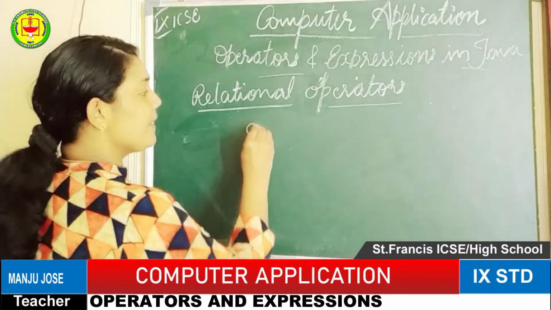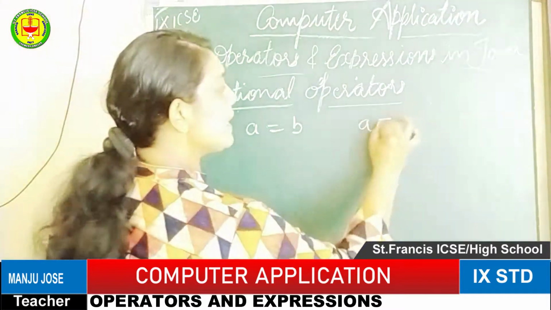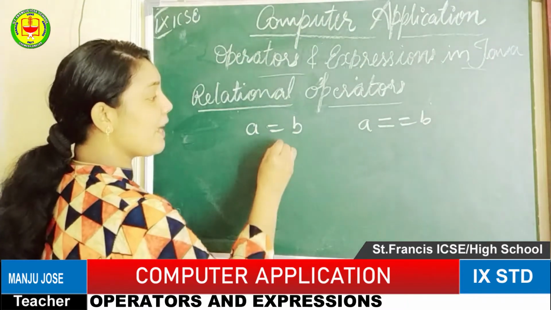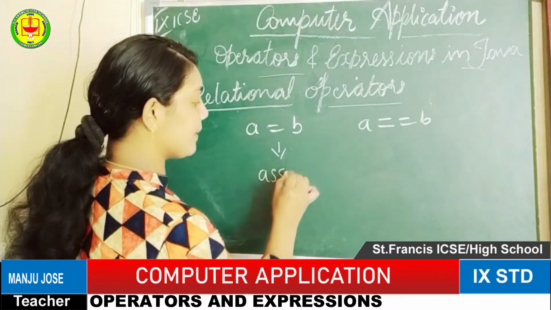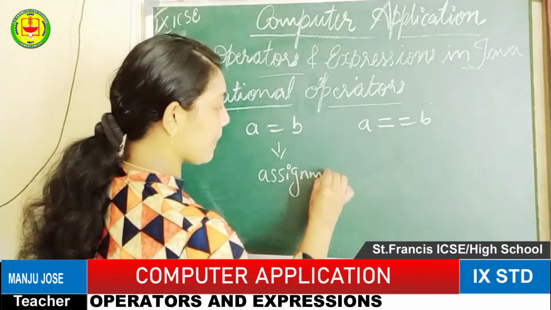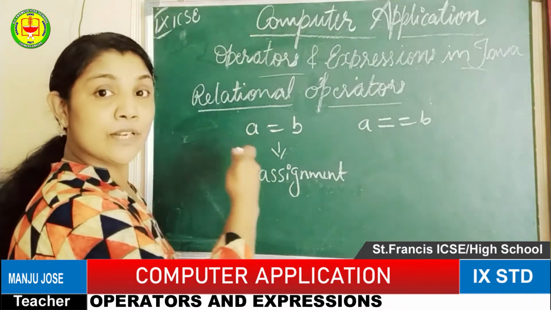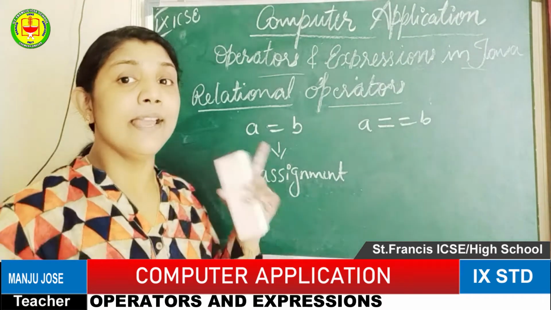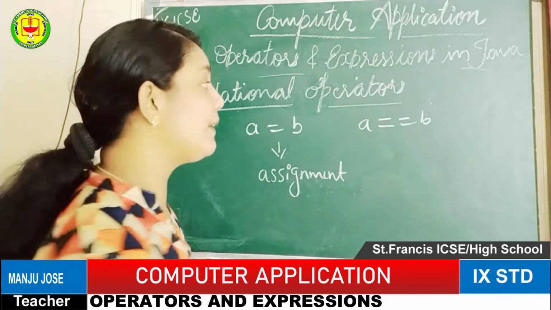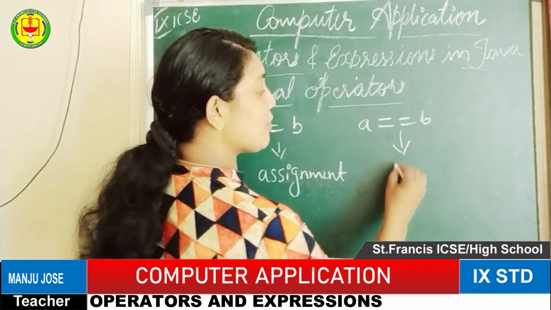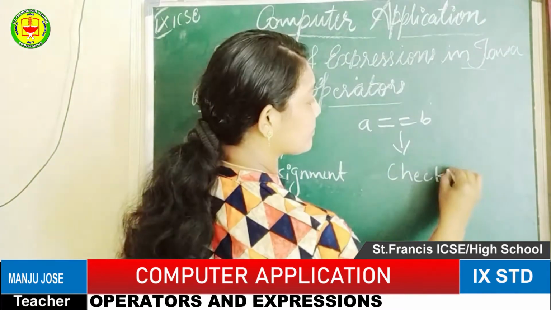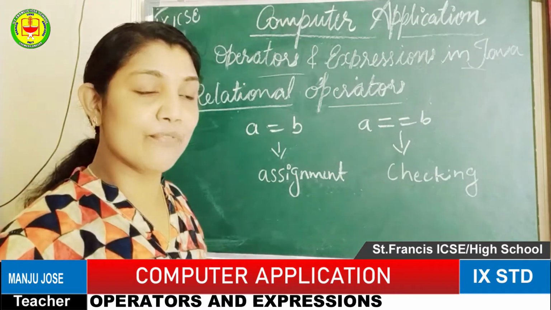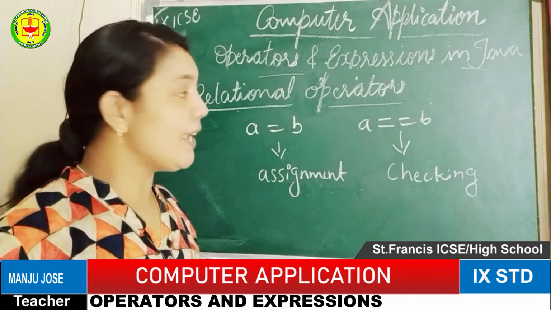The first one is A equal to B. The second one is A double equal to B. Here the single equal to is called an assignment operator. After the logical operators, we are going to study the assignment operator. The single equal to is called an assignment operator. The double equal to is called a checking operator. Checking means for conditional purposes: if we want to apply some kind of condition, we depend on the checking operator.